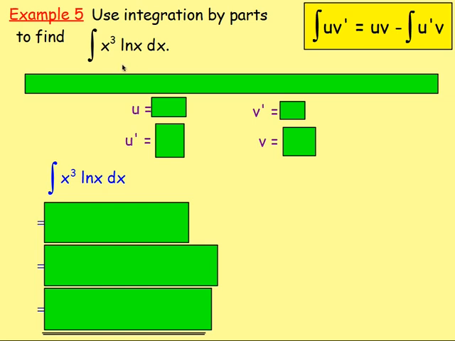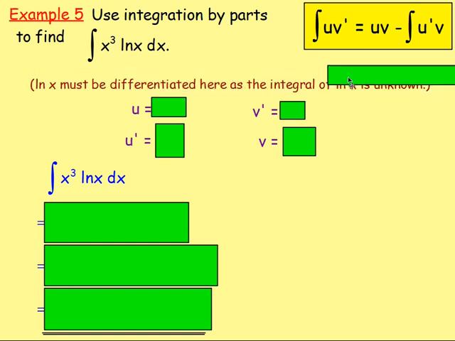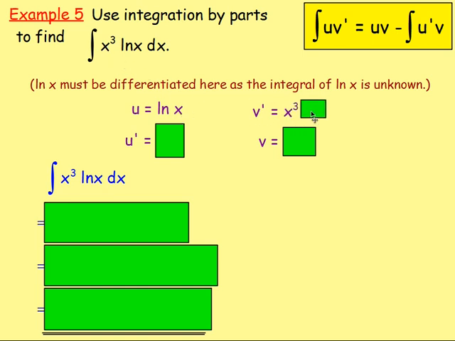Exactly, it's confusing. Really, in this example, you would have to differentiate ln x because the integral of ln x is unknown. We don't know how to integrate ln x, so we would just leave that as the one that we differentiate. So u would have to be, in this example, ln x, and v dash, the one that we integrate, would have to be x to the power of 3.